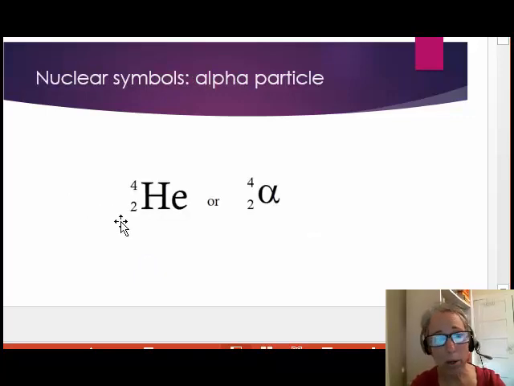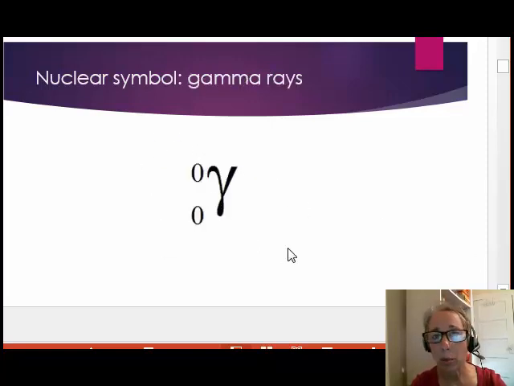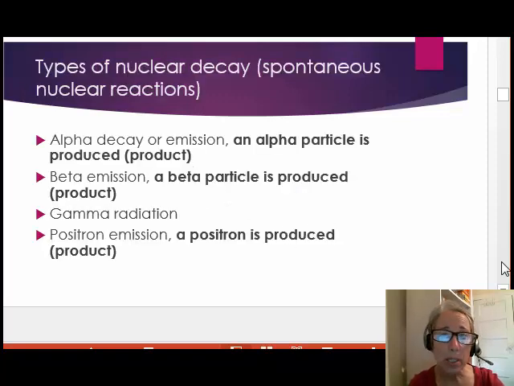As a reminder, the alpha particle has a mass number of 4 and an atomic number of 2. The beta particle has a mass number of 0 and an atomic number of -1. Gamma radiation has a mass number and atomic number of 0, and a positron has a mass number of 0 and an atomic number of +1. You will be expected to use these symbols correctly.